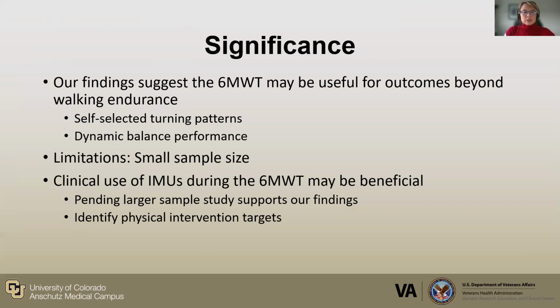So overall, our results suggest that spatial temporal metrics captured by IMUs during the 6-minute walk test may be helpful to identify self-selected turning patterns and may be related to dynamic balance performance and possibly fall risk. Although we're cautionary that we had a small sample size with this data. And if larger studies support these data trends, clinical use of IMUs during the 6-minute walk tests may be helpful for physical therapists and other rehabilitation professionals to identify physical intervention targets such as turning metrics and associated balance performance in hopes of reducing fall risk.